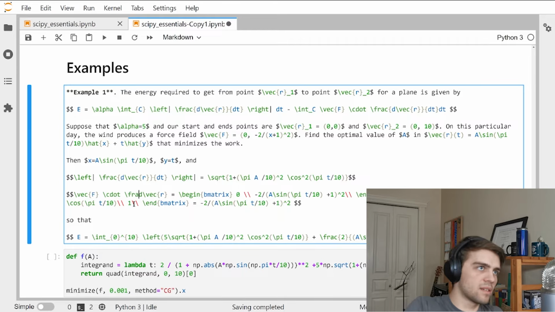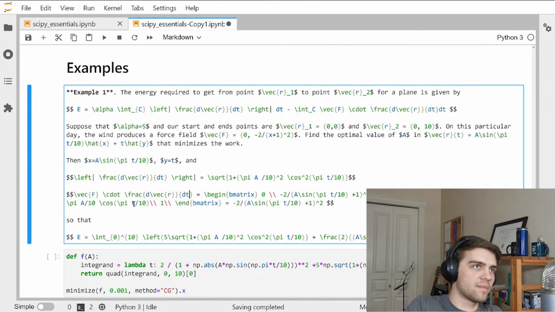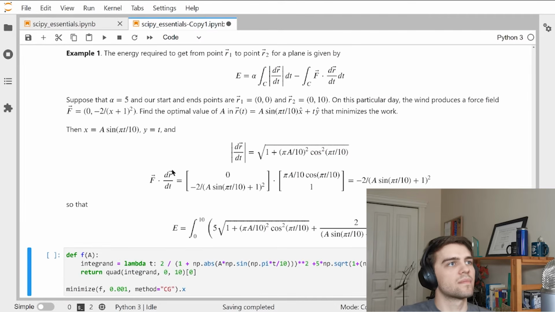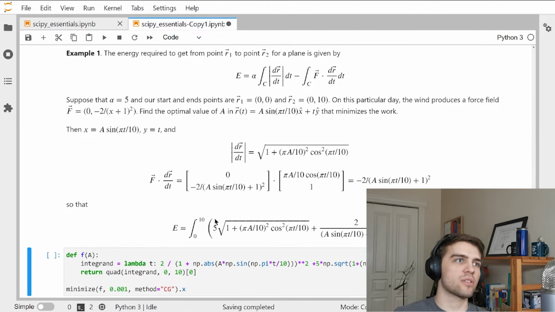This looks messy, but dr/dt is given by this here. So this is f, and this is dr/dt, right? Just compute the derivative of dx/dt, dy/dt, and I get this here. And so this tells me, plugging everything into all the different integrals, I have this function here, and I want to find the value of a that makes it as small as possible.